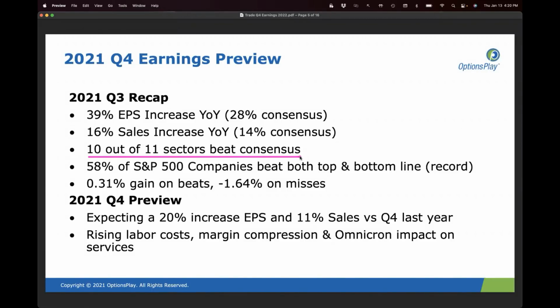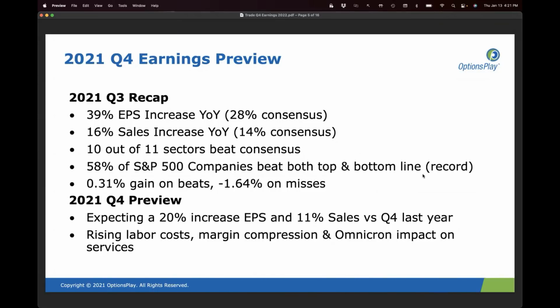But the one thing that wasn't particularly strong was that only 58% of the S&P 500 beat on both top and bottom line. That means the number of stocks that beat revenue and earnings expectations came in at about 58%. That's relatively low, especially compared to the previous quarter in Q2, where we saw about 79%, almost 80% of all companies beat top and bottom line. This has declined to 58%. So there's a clear deceleration and clear slowdown in terms of companies being able to beat what analysts are expecting.